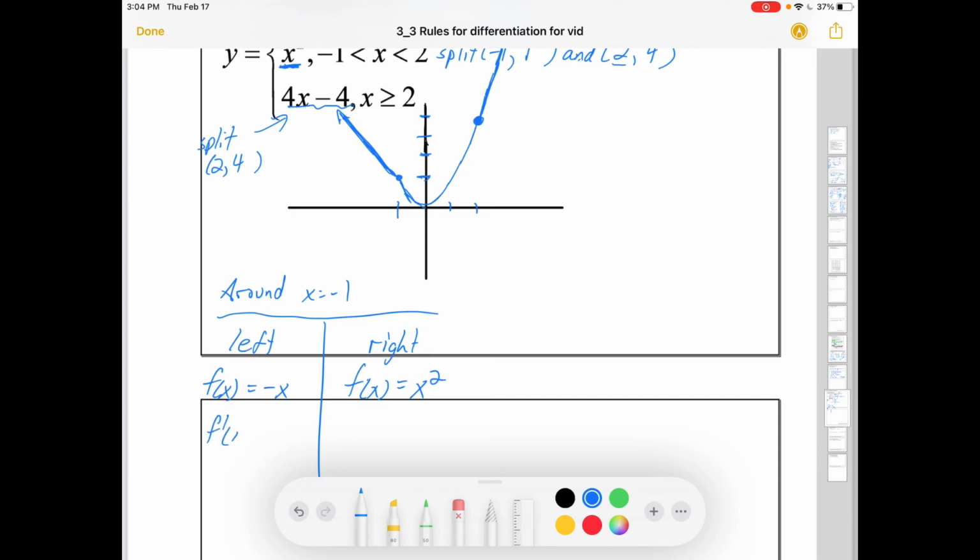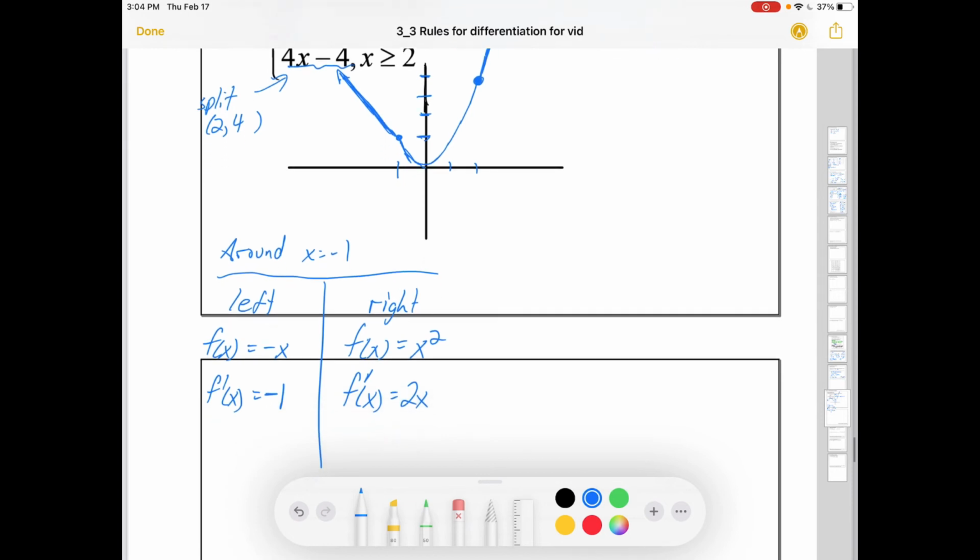Now I'm going to think about the slopes. Okay, so the derivative of -x is -1. The derivative of x squared is 2x. And you might say, well, they're different, so that's no good. But we need to actually figure out what's happening, not just anywhere for slope, but exactly at -1.